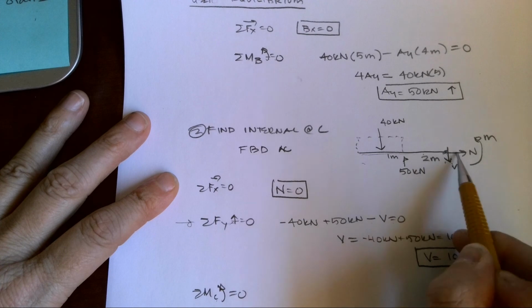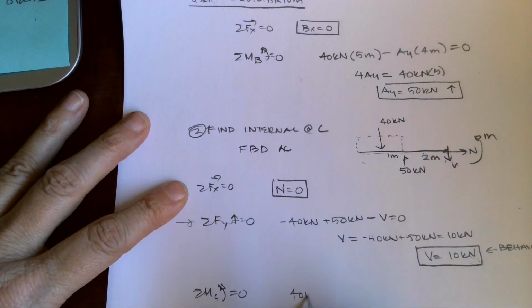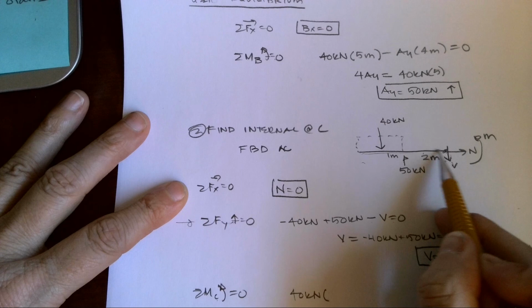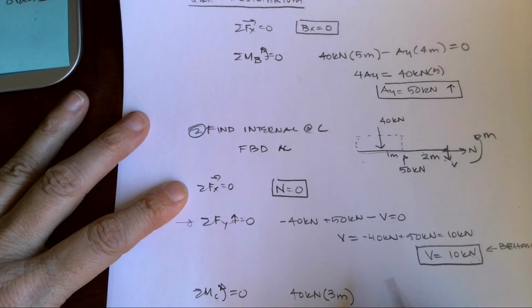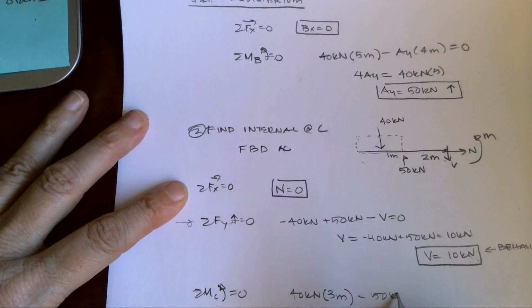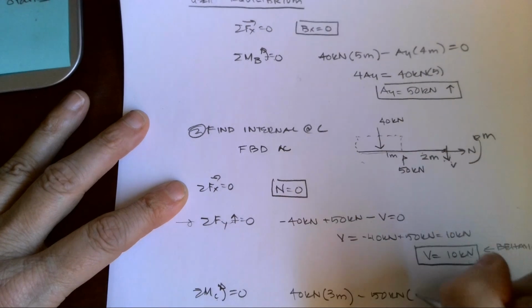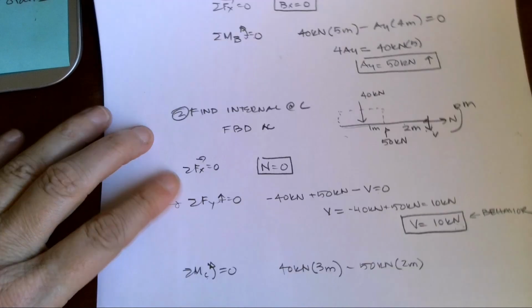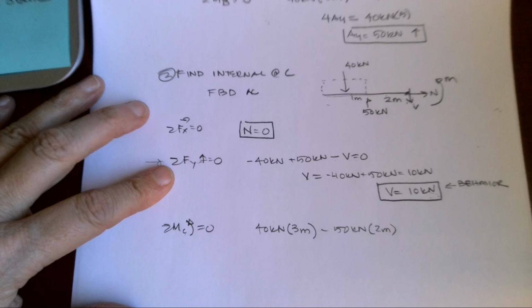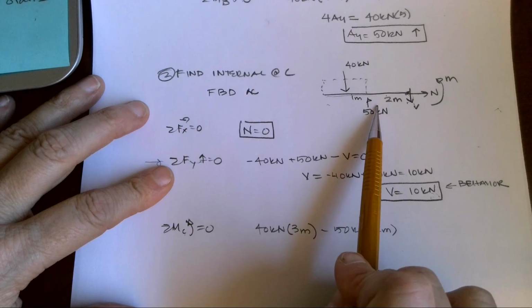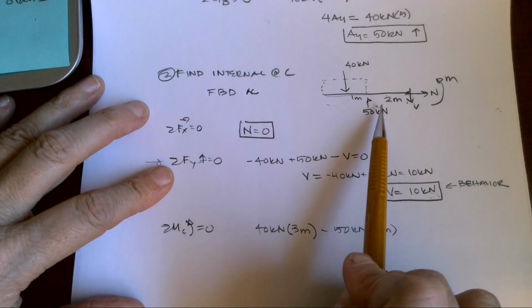I have 40 kilonewtons. This time my moment arm is 3 meters because I'm just going to C. I'm not trying to find a reaction overall. I have a negative 50 kilonewtons times 2 meters. That's the distance to the cut. This is why you cannot use your overall free body diagram anymore. You have to use the free body diagram for the component of the question that you're trying to solve, okay?